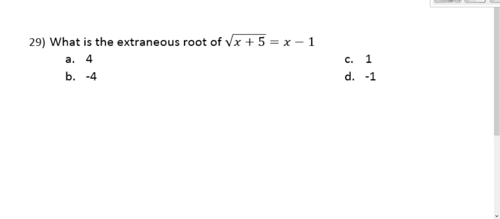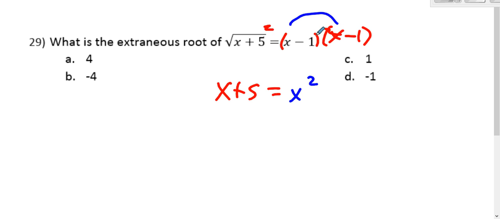So here's another one of the same thing. Isolate the square root, square both sides. When you square both sides, the square root cancels. X minus 1 squared, you got to FOIL that out just like the last time. X minus 1 times x minus 1. FOIL out. X times x. X times negative 1. Negative 1 times x. Negative 1 times negative 1. Positive 1.